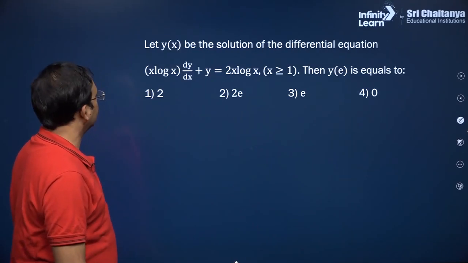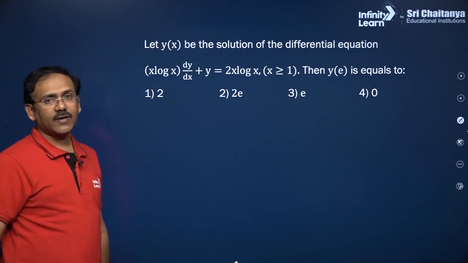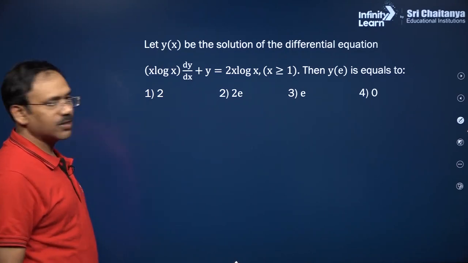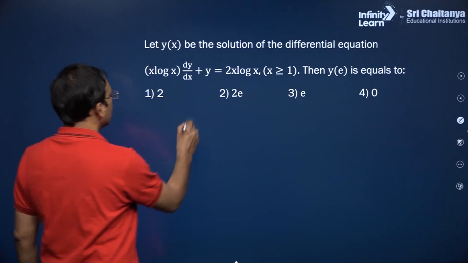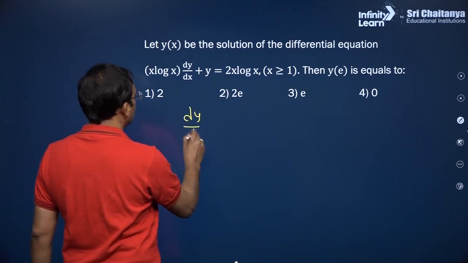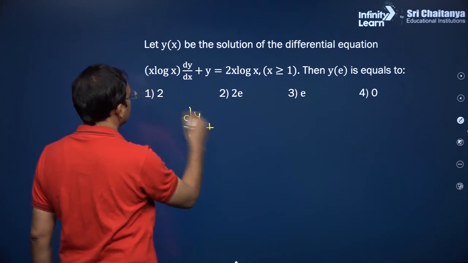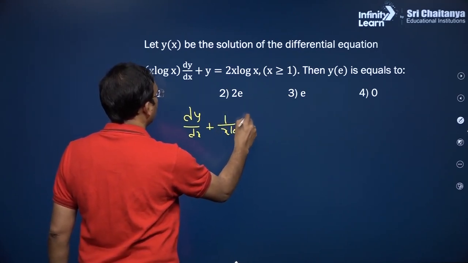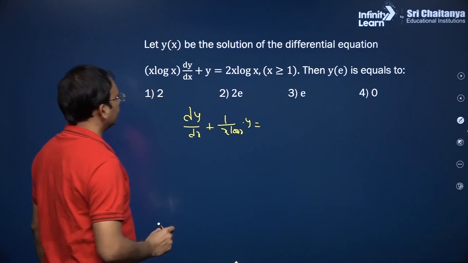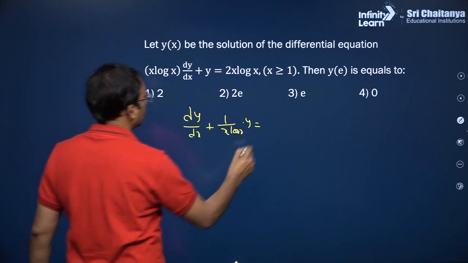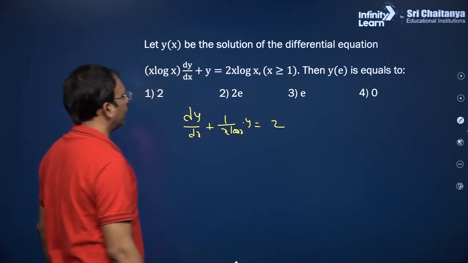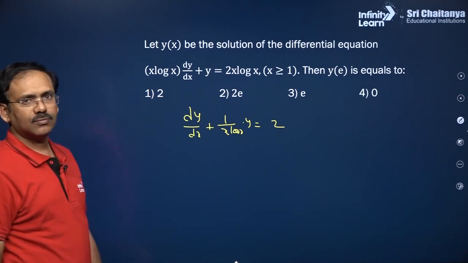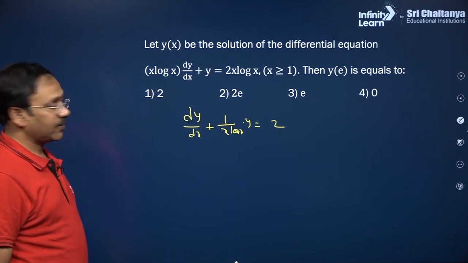Next, my dear friends, you see y is equal to y of x be the solution of the differential equation. This is simple, friends, you can just write LDE: dy by dx plus, you just take this side, 1 by x log x into y is equal to 2. If you divide with x log x, it is 2. Okay. Next, my dear friends.